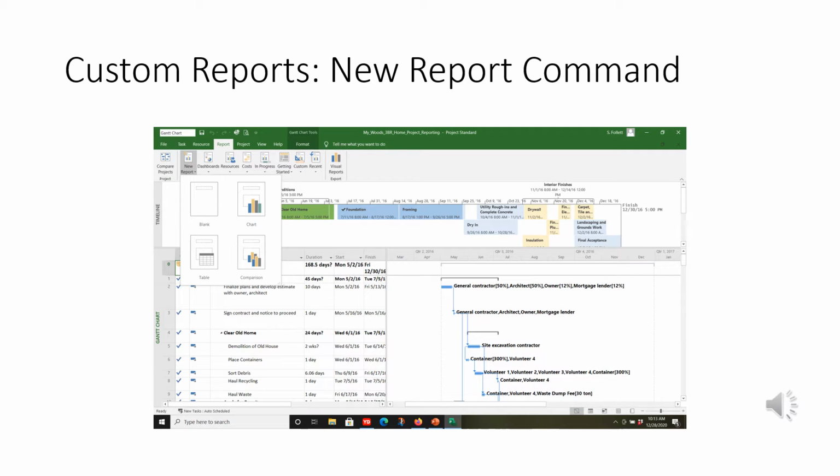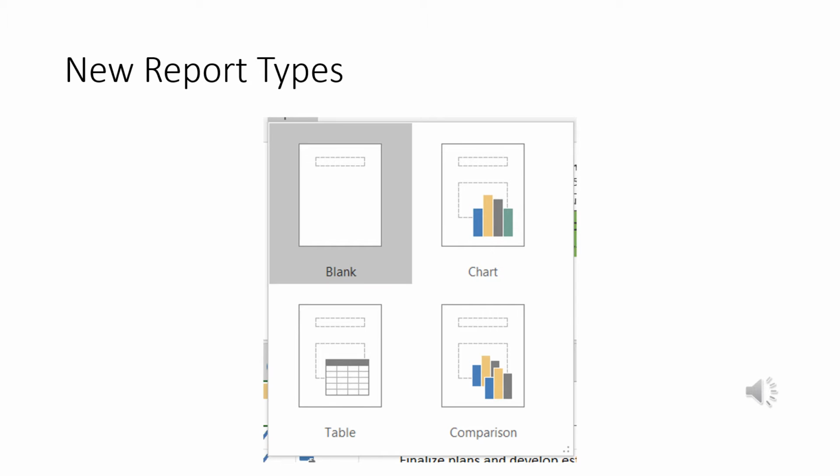So this is our main page, and I'm going to click on the report tab. I get my choice of 4 things. I can have a blank report, chart report, table, or some kind of comparison where I've got 2 or more things I want to look at on the same page. Again, here we're blowing it up. We're just looking at the 4 different types of reports. We can do different types.